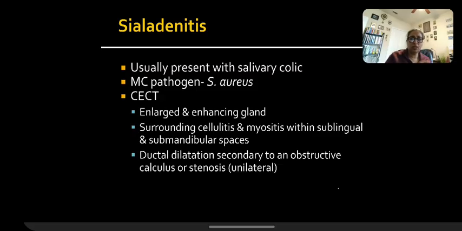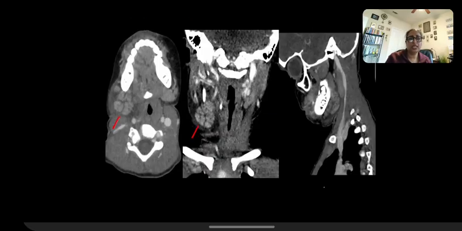So what about the other salivary glands? Basically, you see the same findings: enlarged and enhancing gland. You see surrounding cellulitic and myositic changes, and many a times, like I said, you always want to look at the ductal dilatation and you want to look for that stone. So let's see, I'll show you an example.